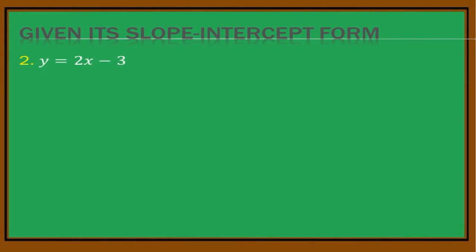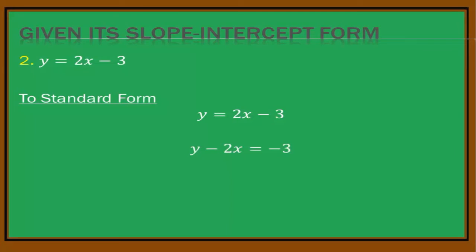Example number 2. y is equal to 2x minus 3. We will rewrite it into its standard form. So since we don't have any denominator here, we can just use the addition property of equality, adding to both sides of the equation negative 2x. We'll obtain y minus 2x equals negative 3. And then rearranging it, negative 2x plus y equals negative 3.